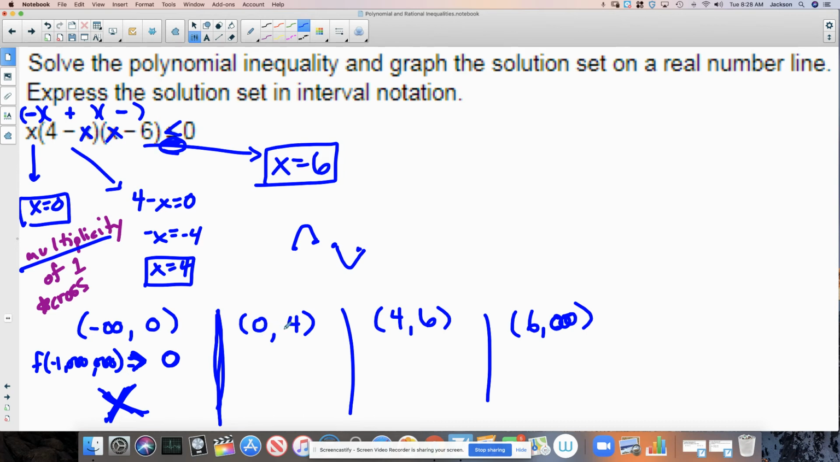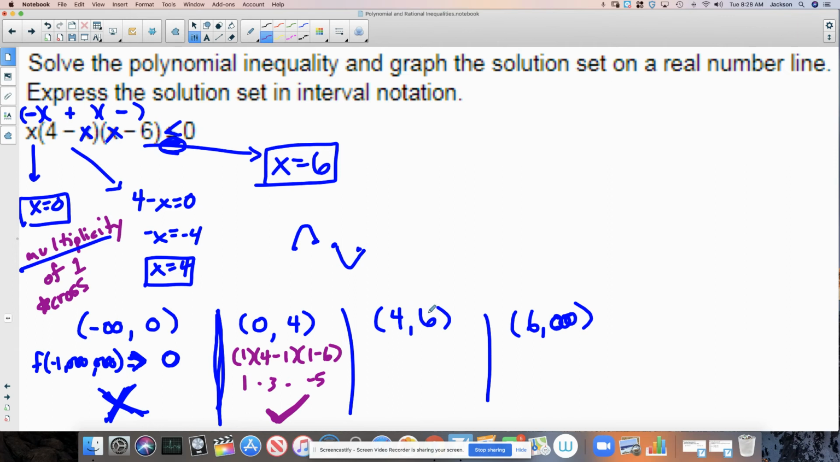Now we need a number between 0 and 4. I can't use 0, I'm not going to use 4, so let's use something easy. Let's use 1, right? If I put a 1 in for x here, here, and here, what do we get? We get 1 times 3 times -5. 1 times 3 times -5 is -15, which is less than 0, right? Which is what we want. We want an interval that's less than 0, so we're going to use this one.